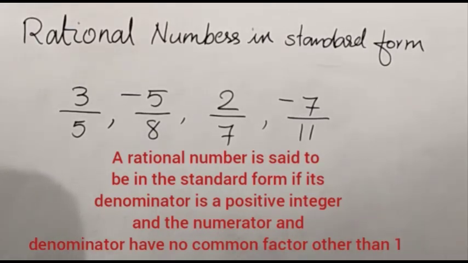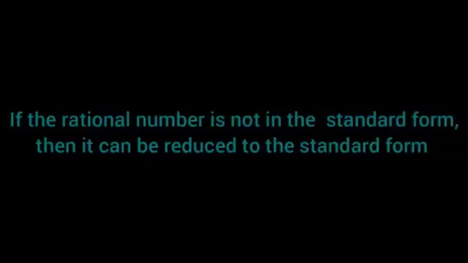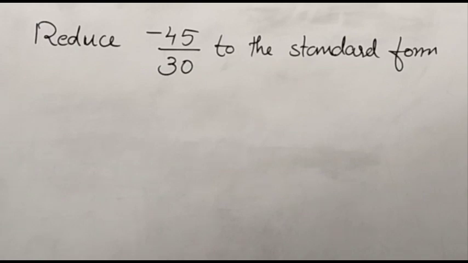A rational number is said to be in the standard form if its denominator is a positive integer and the numerator and denominator have no common factor other than 1. If the rational number is not in the standard form, then it can be reduced to the standard form. Look at the following examples.